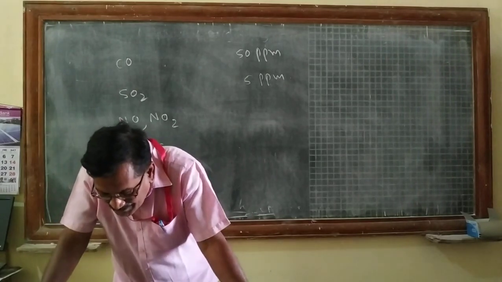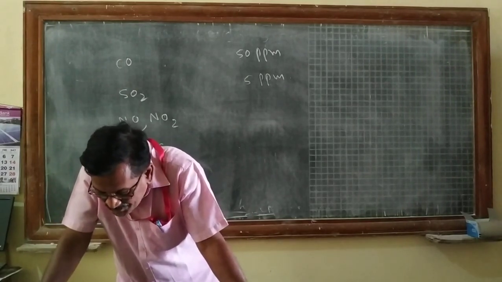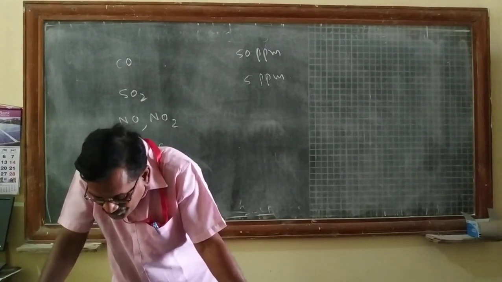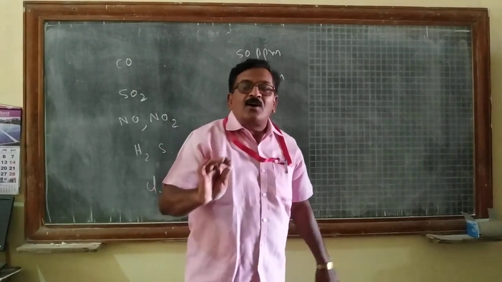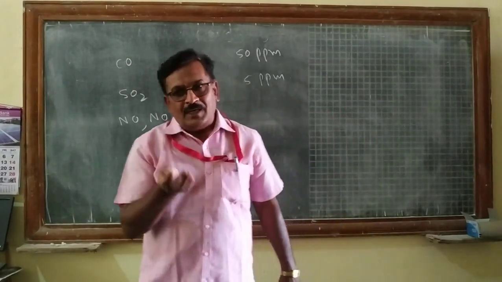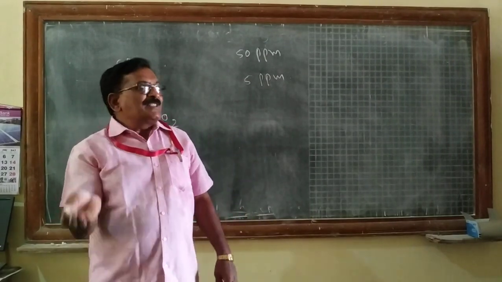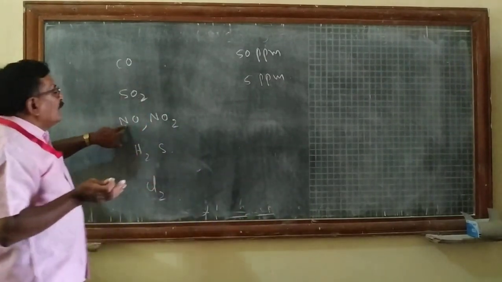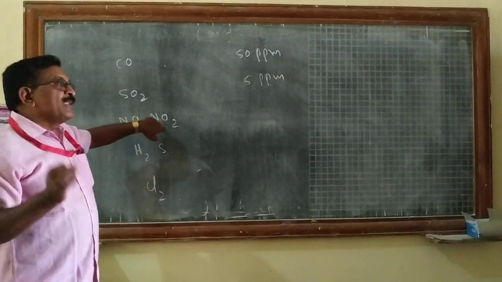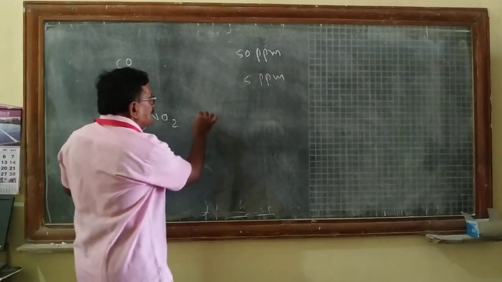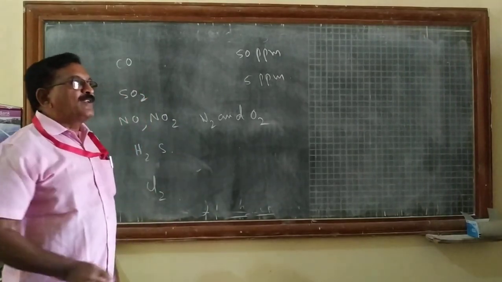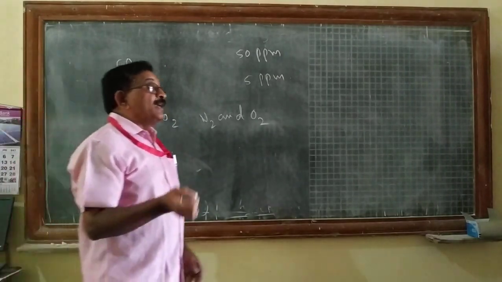Then the third one is nitric oxide and nitrogen dioxide. Combustion of fuel, the interaction of nitrogen and oxygen in the atmosphere at high temperature. The fuels mean petrol or diesel or kerosene or any hydrocarbons. They can combine to form nitric oxide, NO, and nitrogen dioxide, NO2. The atmosphere contains nitrogen and oxygen. These two elements are at high temperature.